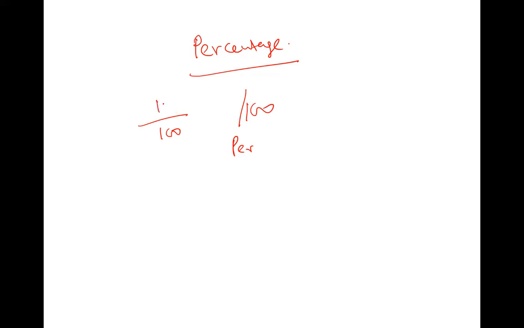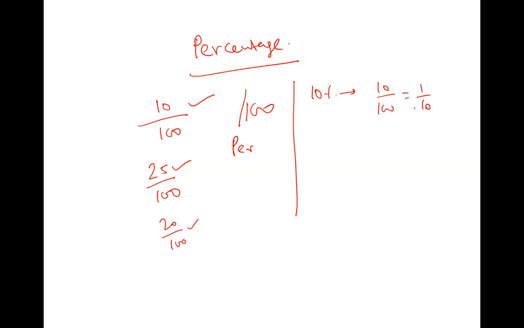10%. It means 10 out of 100. 25%. It means 25 out of 100. 20%, it means 20 out of 100. Very right. See, so if we see 10%, if we do this 10% in the fraction, it will become 1 upon 10.